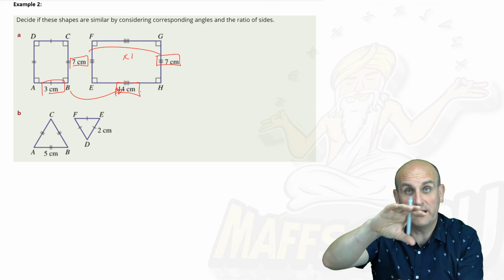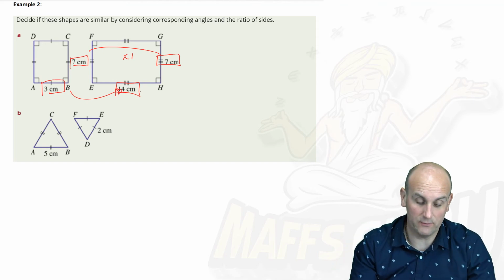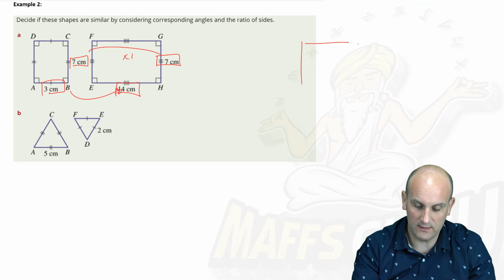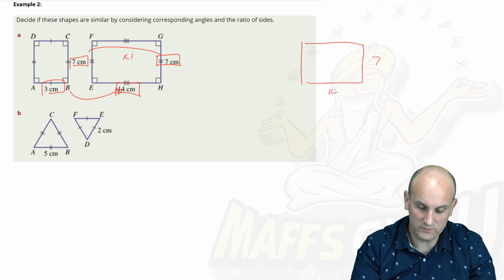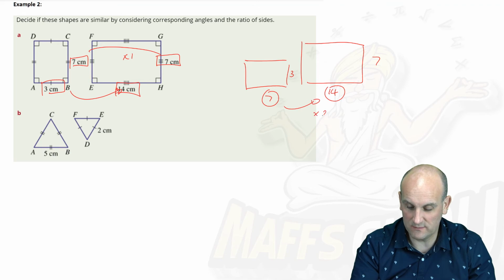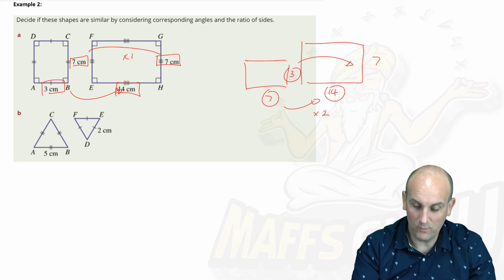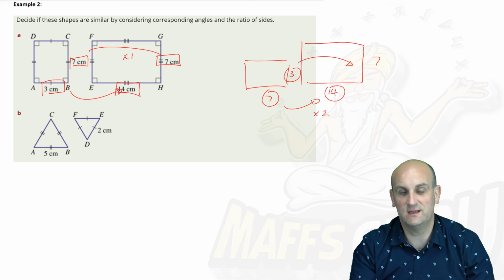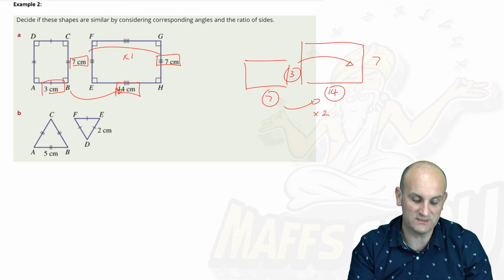It actually doesn't matter if I rotate those shapes around. Somebody asked me to do that today. Okay, so let's have this bigger one here, still as 7 and 14. And let's rotate this shape around, and have 7 there and 3 there. Well, 7 to 14 now becomes times by 2. But again, when I multiply 3 by 2, it doesn't become 7. So those shapes are not similar.